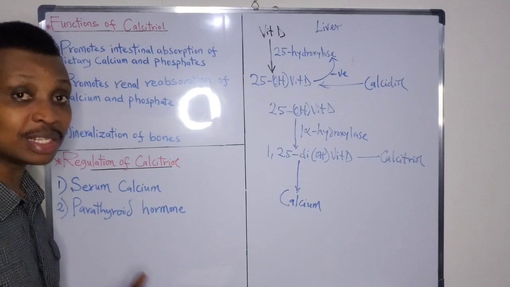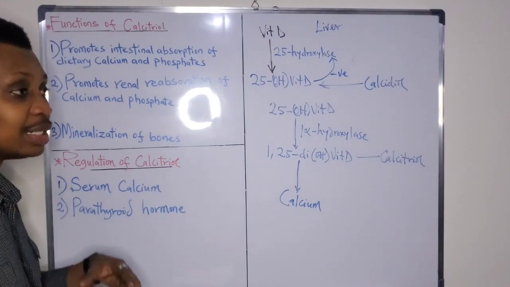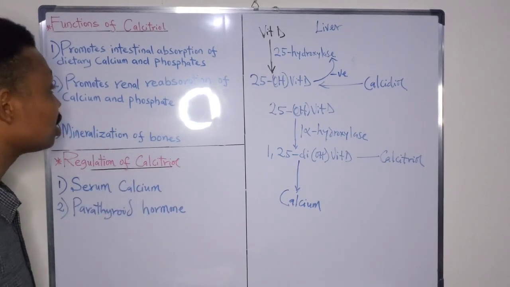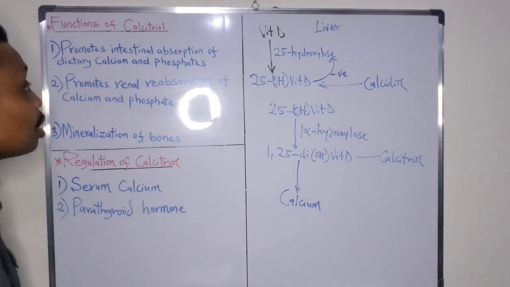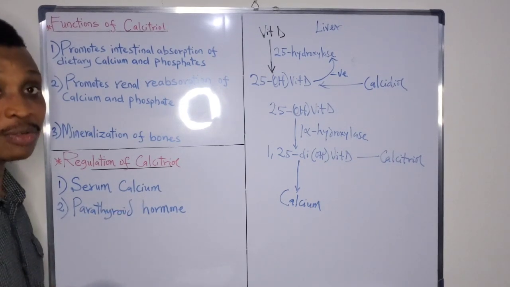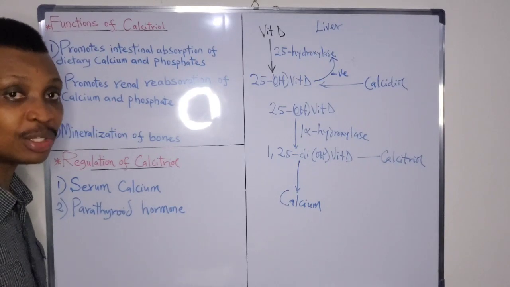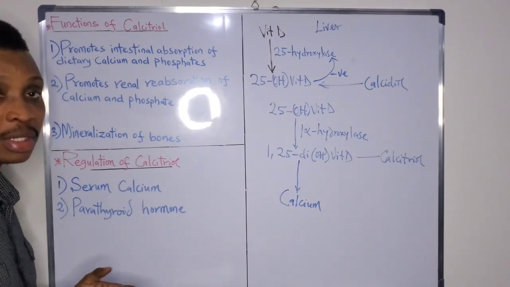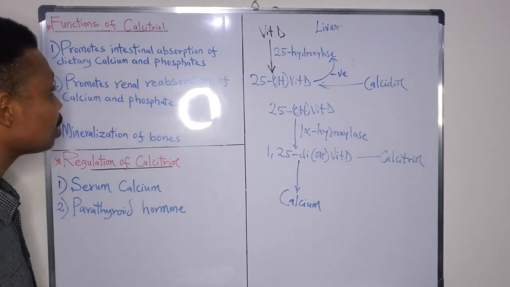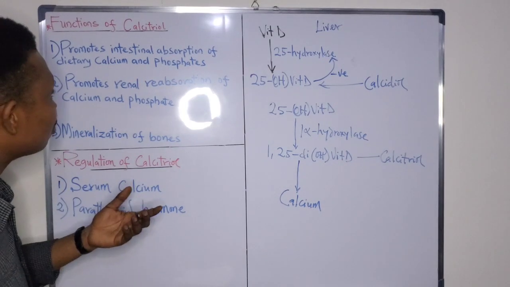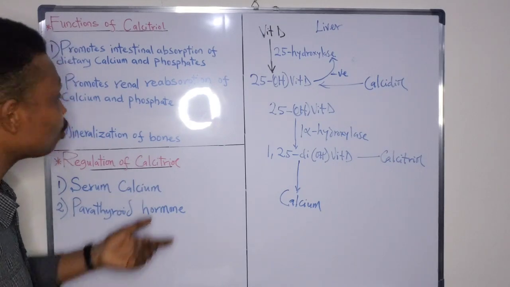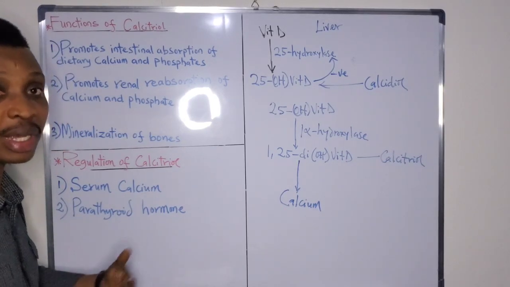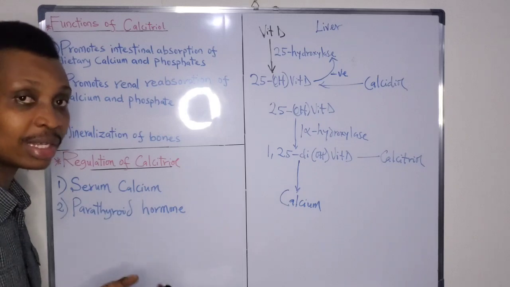So calcitriol plays a role in ensuring that there is an increased expression of these transport proteins for calcium and phosphate, and by so doing it helps in transporting them. Also, these transport proteins function better in an acidic medium, so calcitriol ensures that the pH of the intestine is reduced to an acidic medium, and that acidic medium will also facilitate the ionization of calcium. Once calcium is ionized, its absorption becomes enhanced, or it is easily absorbed in the ionized state.